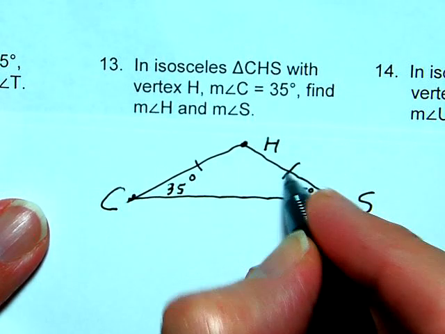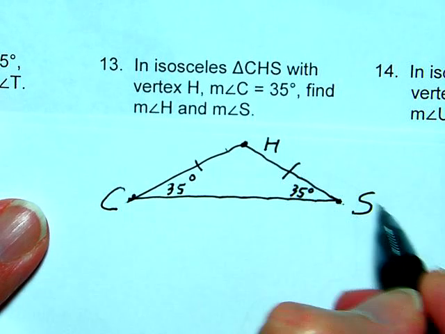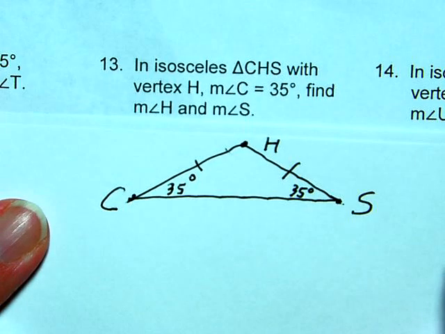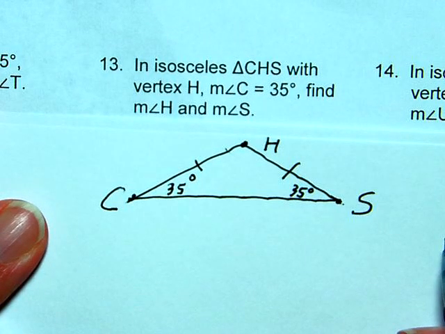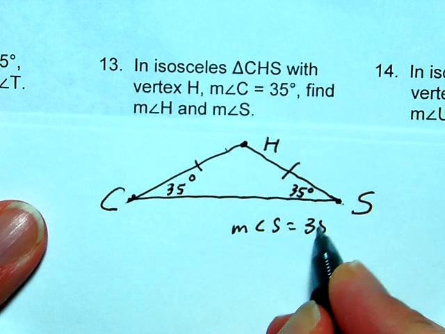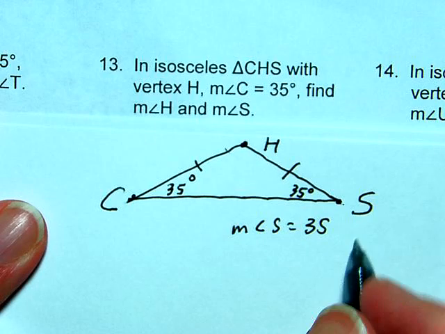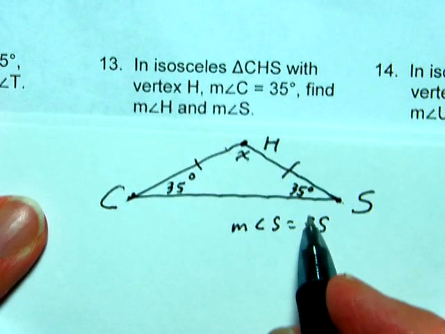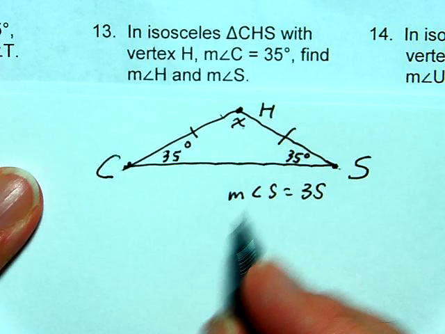Because we said H is the vertex, so it's the one that shares a point in common with the two equal sides. So now we have to solve for the measure of angle H and the measure of angle S. Well, we already said the measure of angle S is equal to 35 degrees. And the measure of angle H we could call X. We know the sum of these three is equal to 180. Let's go ahead and do the math.